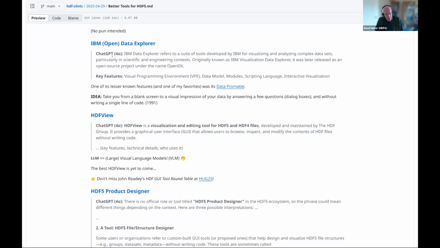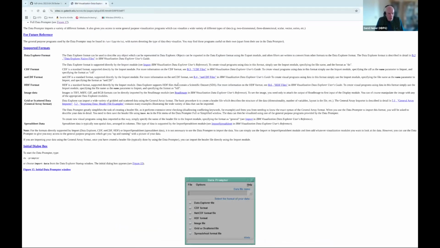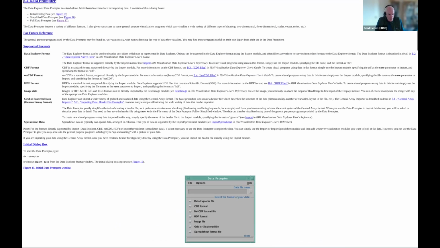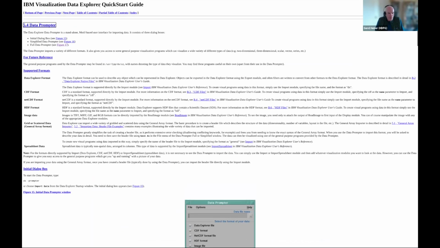But that's why I'm bringing it up here. One of the lesser known features of DX, and it was one of my favorites at the time, was something called the data prompter. And interestingly enough, not IBM, but Georgia Tech hosts an HTML version of the old DX documentation. And if you go there, you can read all about the data prompter.